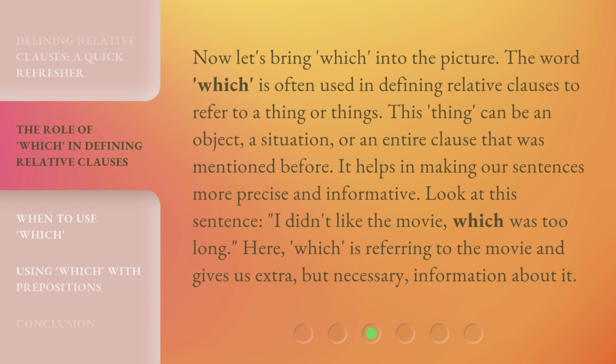Now let's bring which into the picture. The word which is often used in defining relative clauses to refer to a thing or things. This thing can be an object, a situation, or an entire clause that was mentioned before. It helps in making our sentences more precise and informative. Look at this sentence. I didn't like the movie, which was too long. Here, which is referring to the movie and gives us extra, but necessary, information about it.